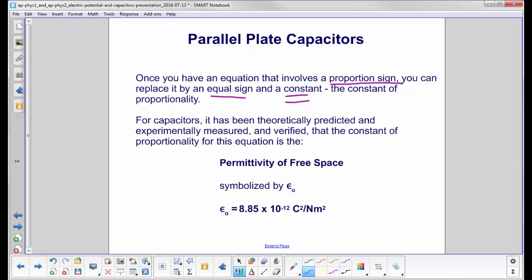For capacitors, it has been theoretically predicted, which is good, and even better, experimentally measured and verified that this constant of proportionality is called the permittivity of free space. This shows up in many other places, but this is the first time we're introducing it here. And it's symbolized by epsilon 0, and it's 8.85 times 10 to the minus 12 Coulomb squared divided by Newton meter squared.